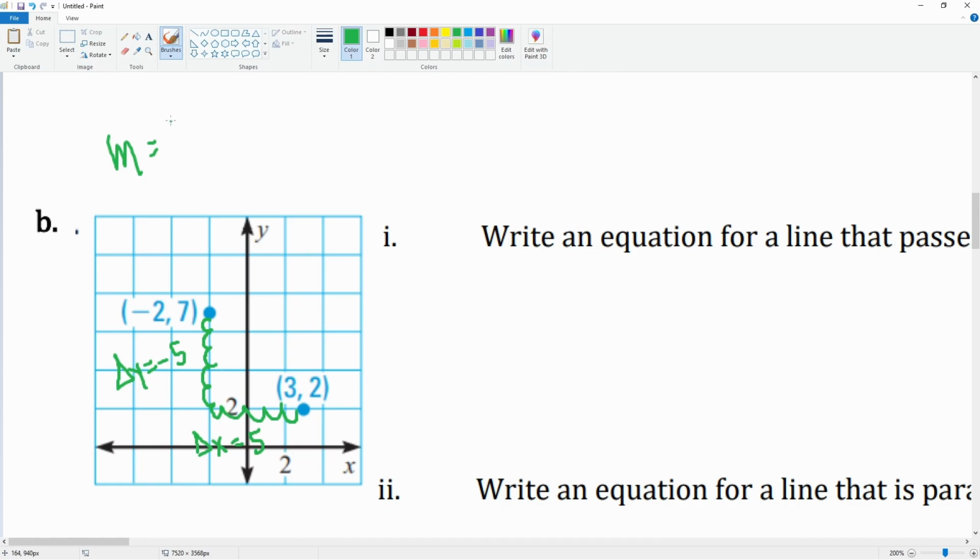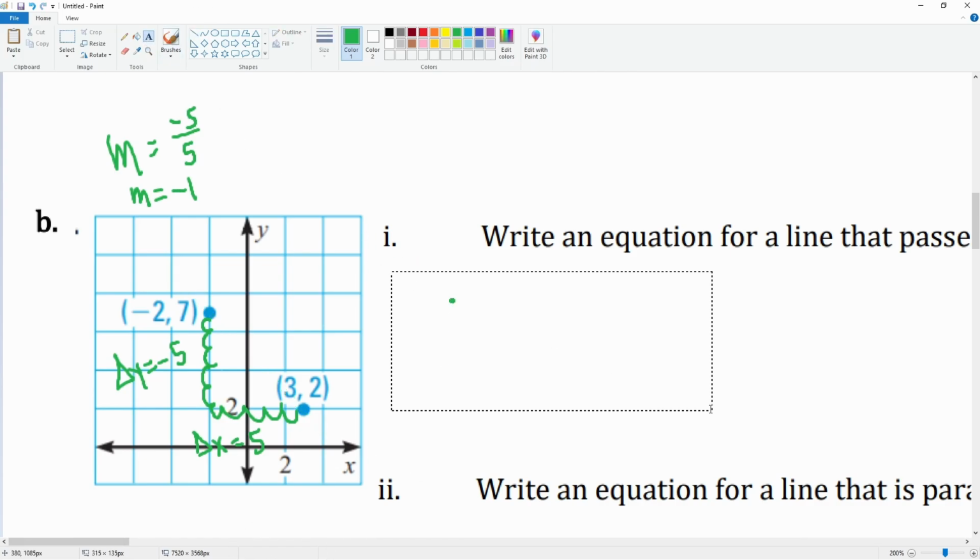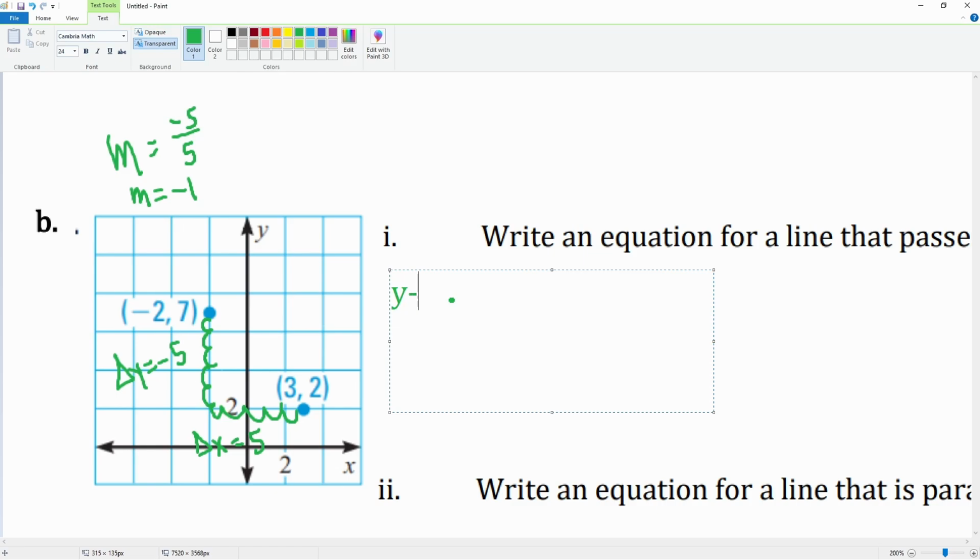Oh wow, so it is -5 over 5, which is just equal, so the slope is just equal to -1. That's amazing. Okay, so all we have to do now is get the y-intercept. It's actually very difficult to get the y-intercept here, so I will write that the y-intercept is difficult to obtain.